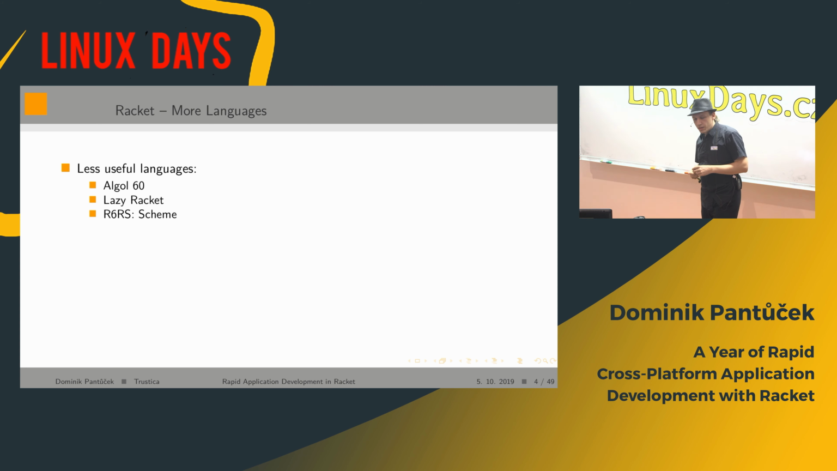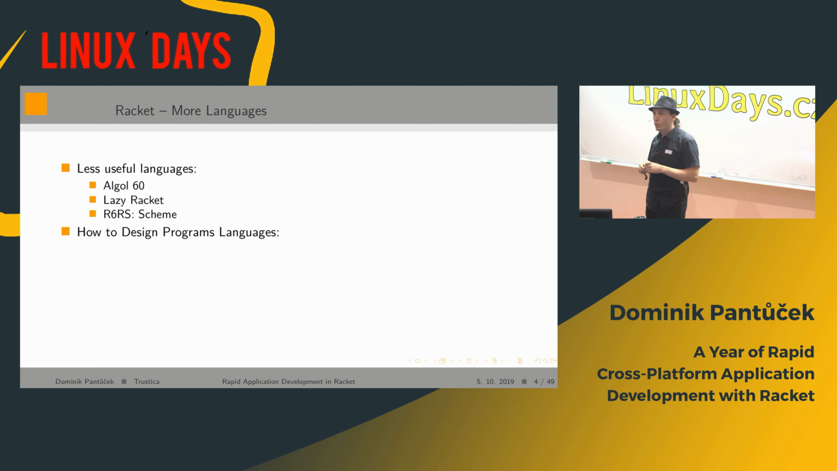And the Revised Report on the Algorithmic Language Scheme number 6, which is the latest standard on the Scheme language. I know there's R7RS, but that's a step in a completely different direction, so there aren't many implementations. And of course, How to Design Programs. What is it? How to Design Programs?